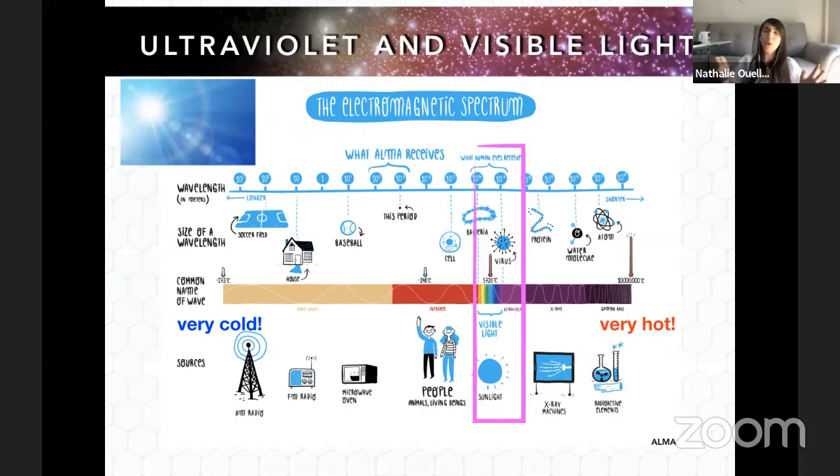All right, moving on to the next most energetic light, ultraviolet and visible light. So this is the light that you might be the most familiar with, because it's the one that you use to see all around you. So visible light is what you use. Ultraviolet, you don't use, but there are actually lots of animals that can see ultraviolet light. Different kinds of birds, different kinds of reptiles, and different kinds of insects.